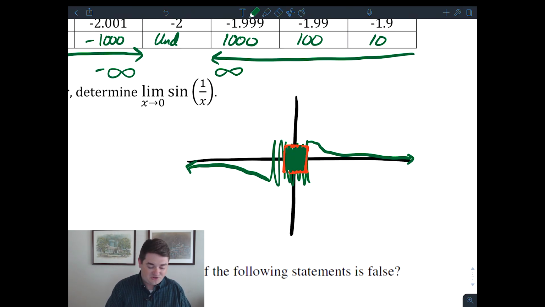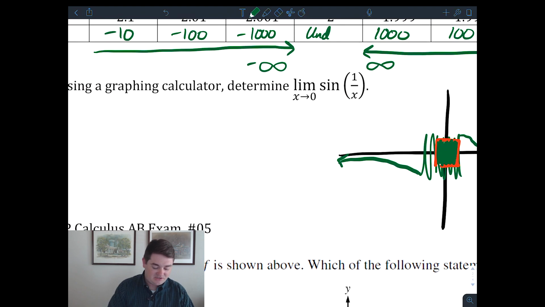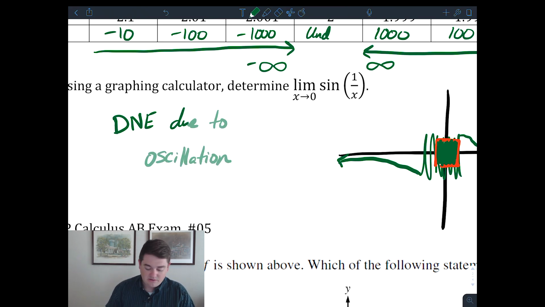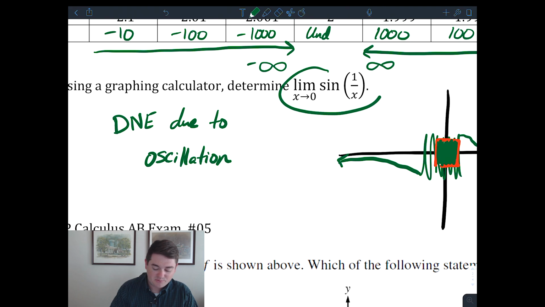So this is actually a special type of problem. We say this limit does not exist due to oscillation, because it's bouncing back and forth an infinite number of times. Okay, so that's an important one to tuck away and remember for later. The limit as x approaches 0 of sine of 1 over x does not exist due to oscillation.